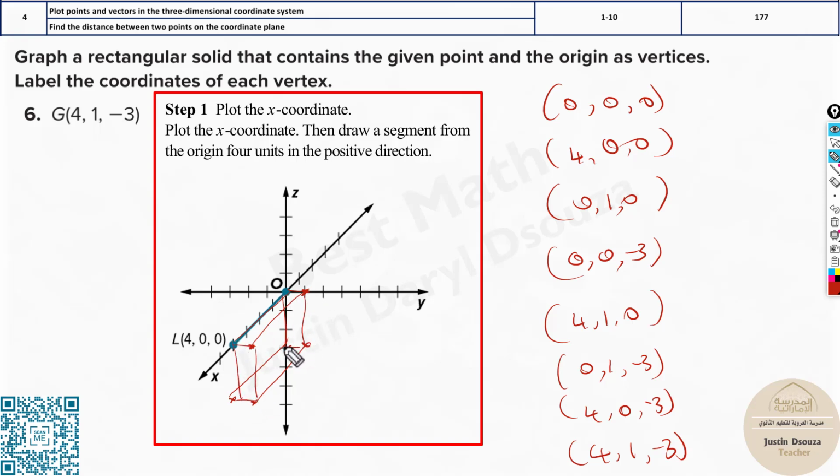And now here, which is dotted? This one will be dotted. This one will be dotted and the coordinate will be dotted. All the others, these three, this, and this are dotted.